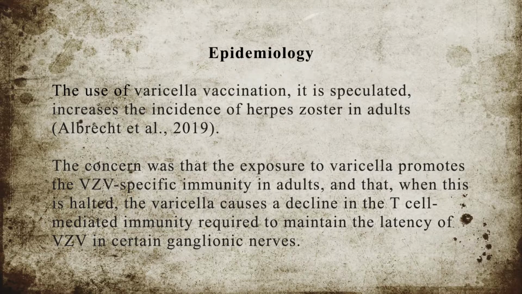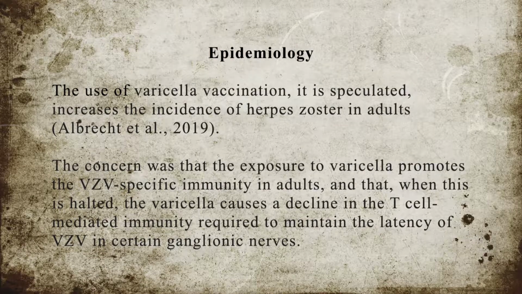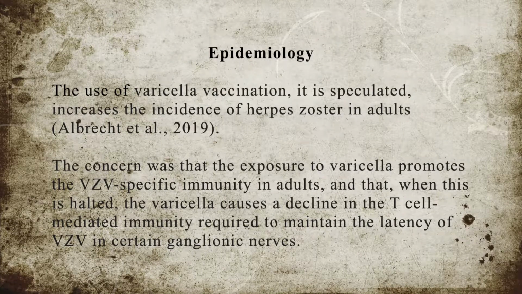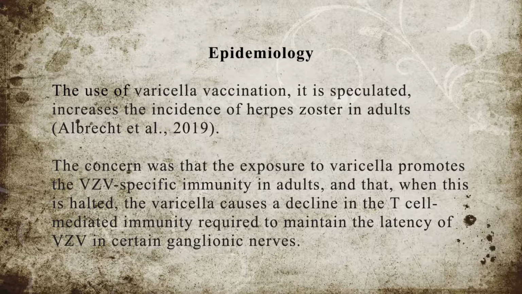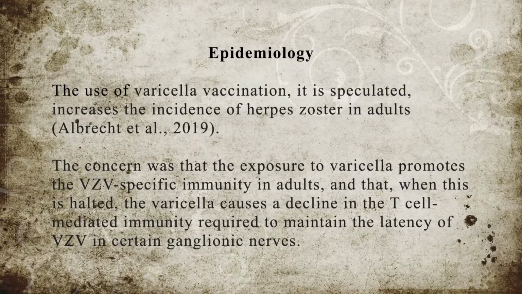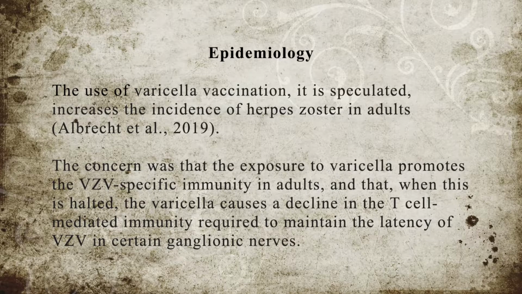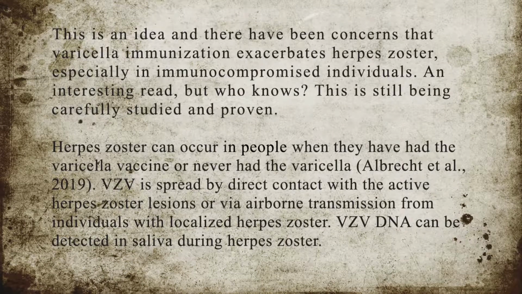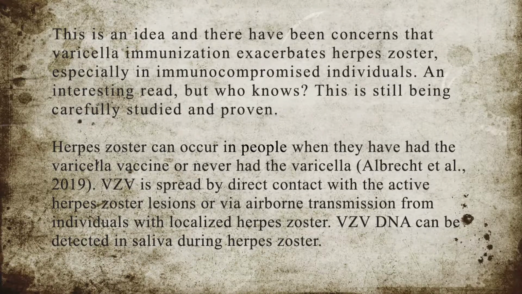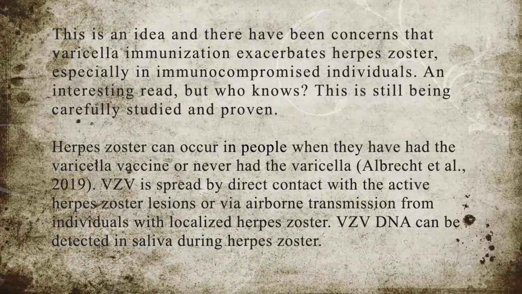Epidemiology is the use of varicella vaccination. It is speculated that it increases the incidence of herpes zoster in adults, and the concern was that the exposure to varicella promotes varicella virus-specific immunity in adults, and that when this is halted, there is a decline in the T-cell mediated immunity required to maintain the latency of varicella virus in certain ganglionic nerves. This is an idea, and there have been concerns that varicella immunization exacerbates herpes zoster, especially in immunocompromised individuals. That's an interesting read, but it's still being studied.